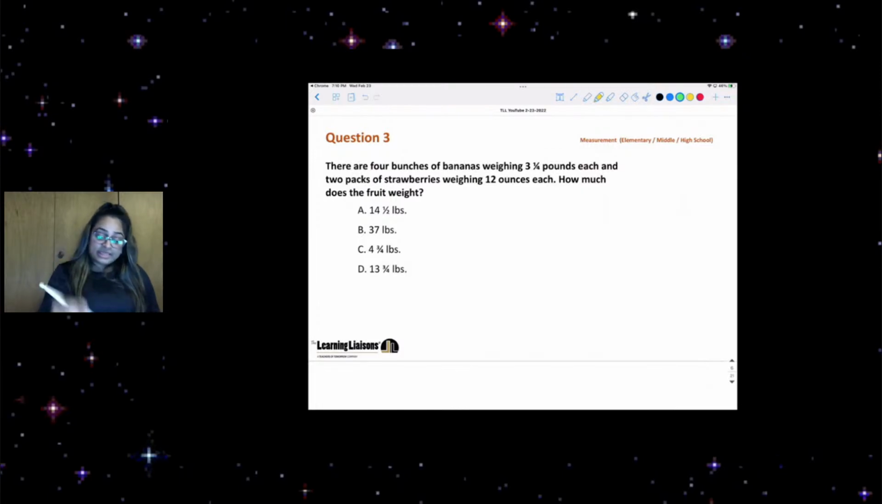Okay, here we have a measurement problem. Middle, elementary, or high can be seen almost anywhere. It's a basic measurement problem. So let's try it. It tells us what? There are 4 bunches of bananas that weigh 3¼ pounds each.